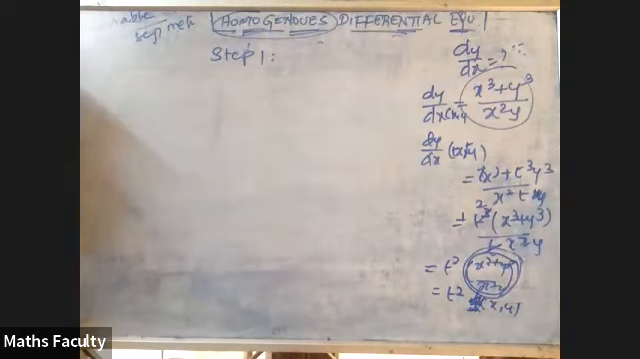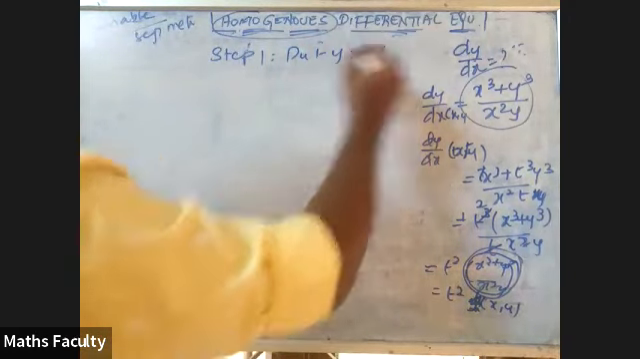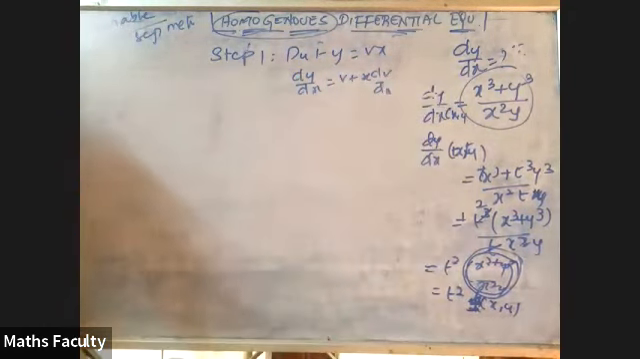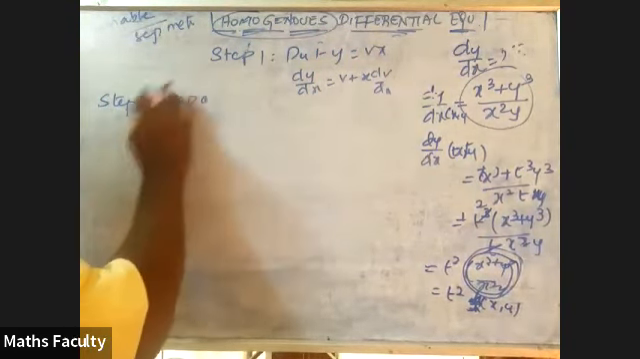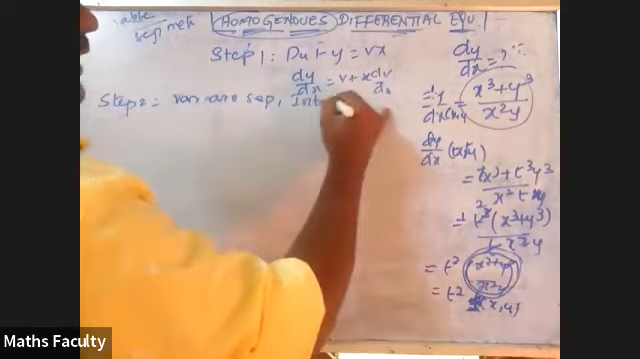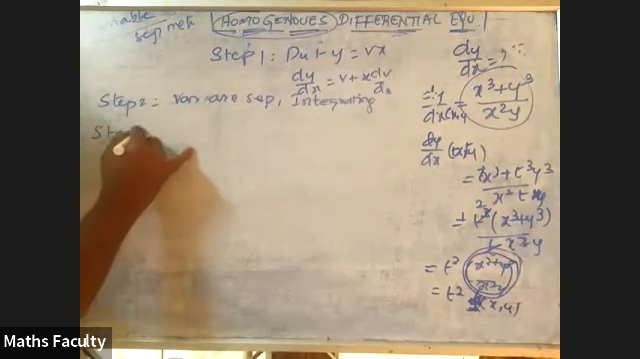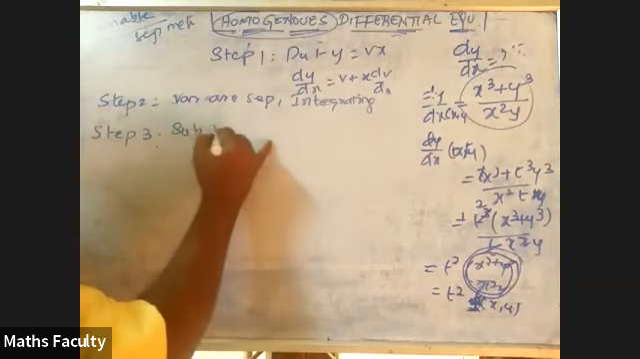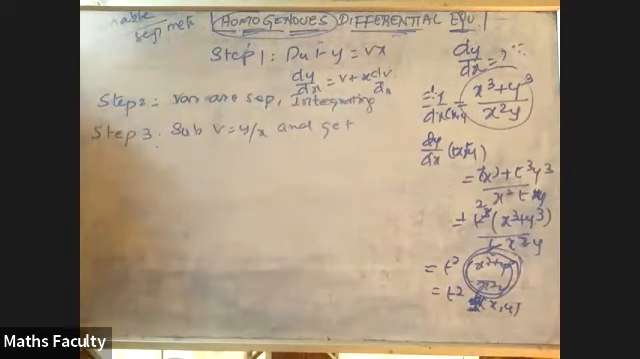If this type is given, you have to follow some steps. Step 1, put y equals vx and dy by dx equals v plus x dv by dx. Once you substitute these values, step 2, separate the variables. Variables are separated and integrating on both sides. Step 3, we have taken y equals vx, right? Now you substitute v equals y by x and get the solution. These are the 3 steps involved in your homogeneous differential equation.